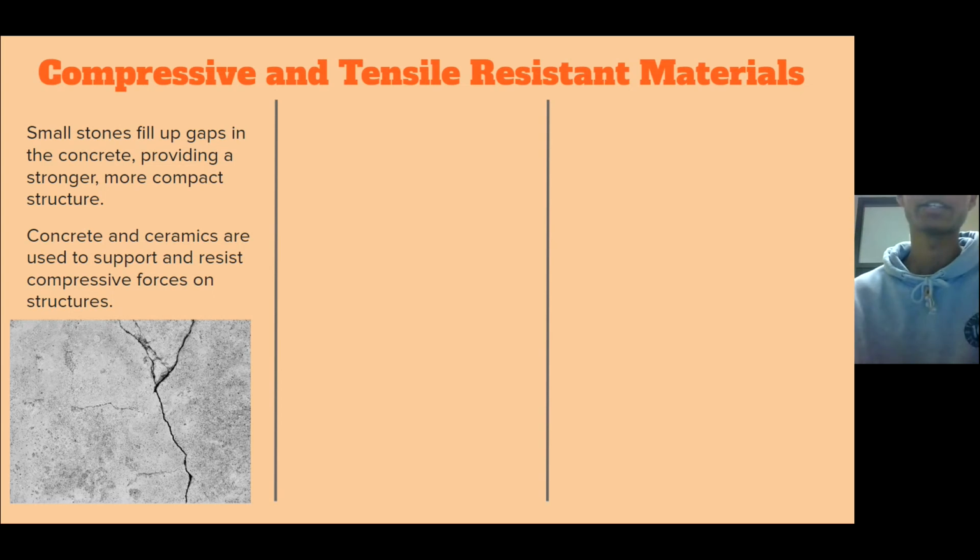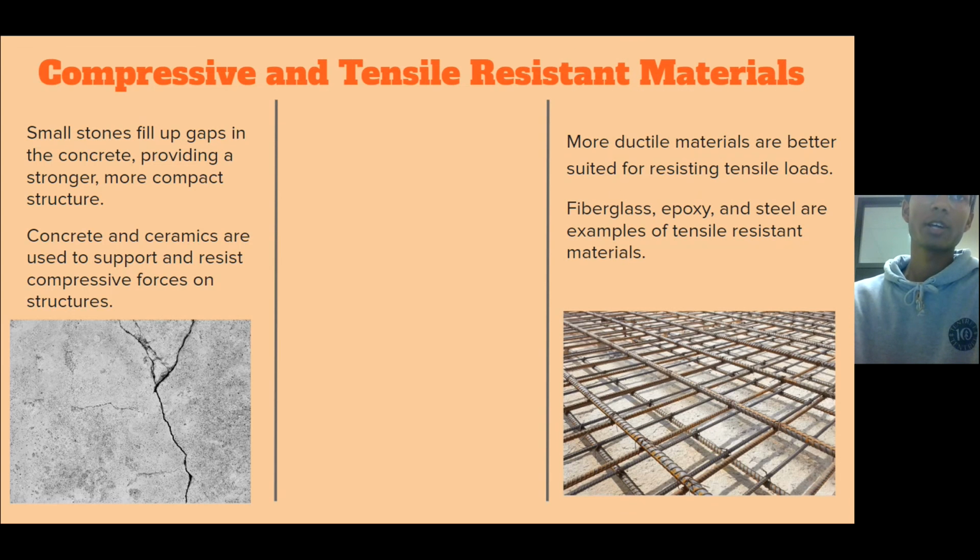In compressive resistant materials, small stones fill up the little gaps in the concrete, providing a more robust and compact structure. As a result, compressive resistant materials, such as concrete and ceramics, are used to support and resist compressive forces on structures. In contrast, tensile resistant materials need to be able to be stretched, meaning that more ductile materials are better suited for resisting tensile loads.